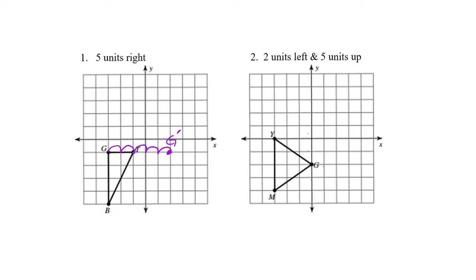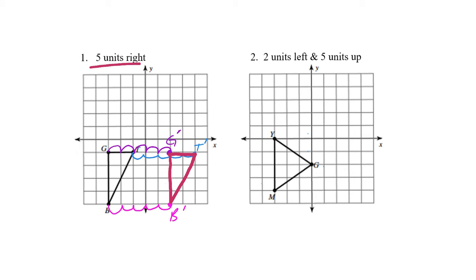We're going to next do T. So I'm going to start where T is, count 5 to the right. 1, 2, 3, 4, 5. And that is going to be T prime. And then last but not least, I'm going to do B at the very bottom. 5 to the right. 1, 2, 3, 4, 5. And here is B prime. So then I'm going to connect my new triangle, make it a little bit of a heavier line so it's easier to see. So there is my new triangle that has been moved 5 units to the right.